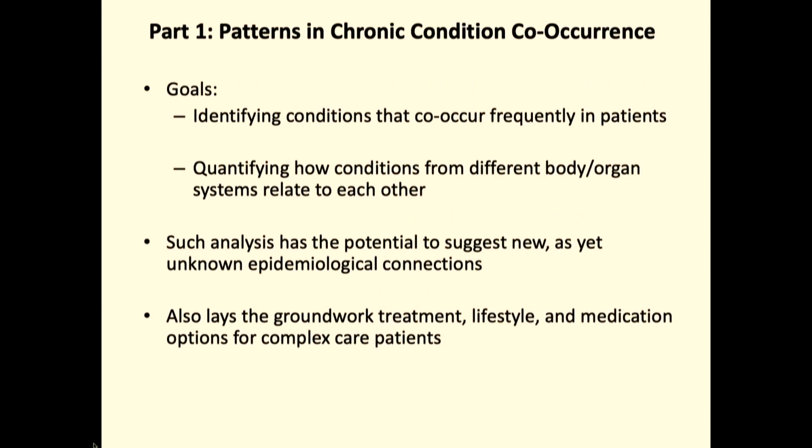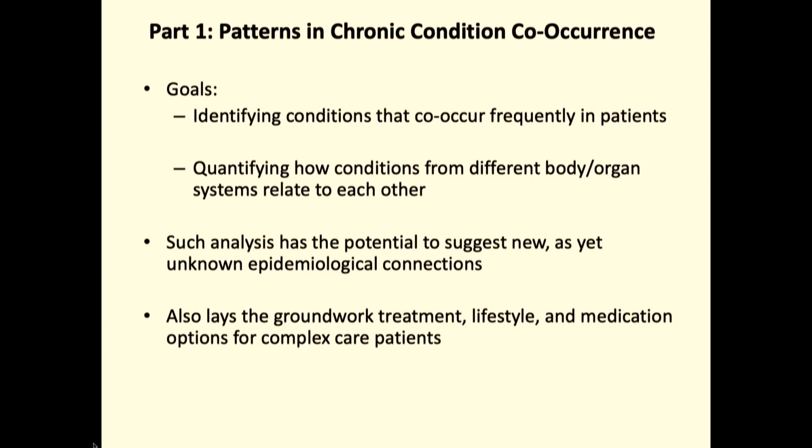So going back to this idea of chronic condition co-occurrence, or the medical complexity part, our goals here are: how can we identify commonly occurring conditions in patients? And we also want to see how these different conditions relate to each other. For example, there may be diseases that are metabolic diseases. Some diseases may be respiratory diseases. Other diseases may be musculoskeletal diseases. How do these diseases that belong to different body systems relate to each other?